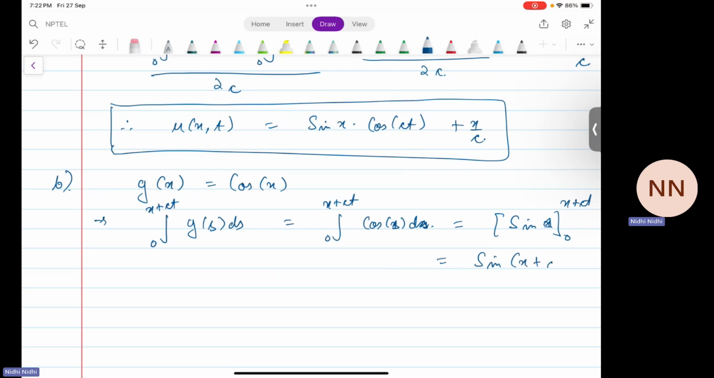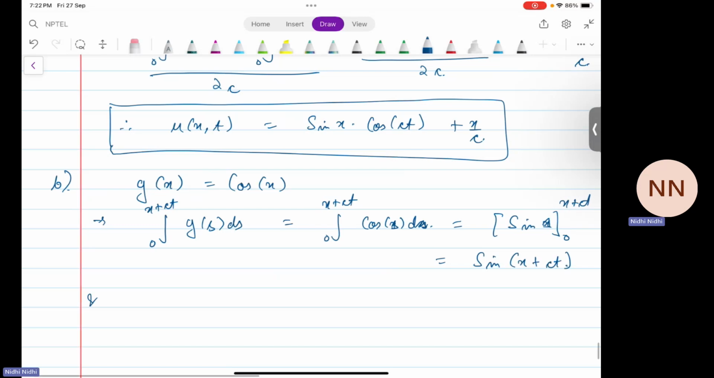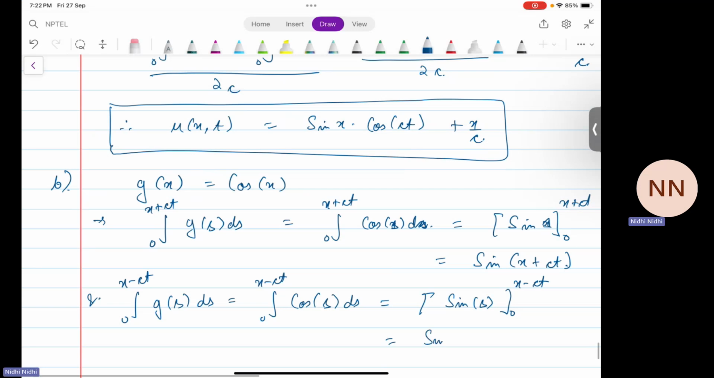So this is again sin of x plus ct, and similarly we will get integration 0 to x minus ct gs ds is equal to integration 0 to x minus ct cos s ds is equal to sin s from 0 to x minus ct. This is nothing but sin of x minus ct, because sin 0 is 0.